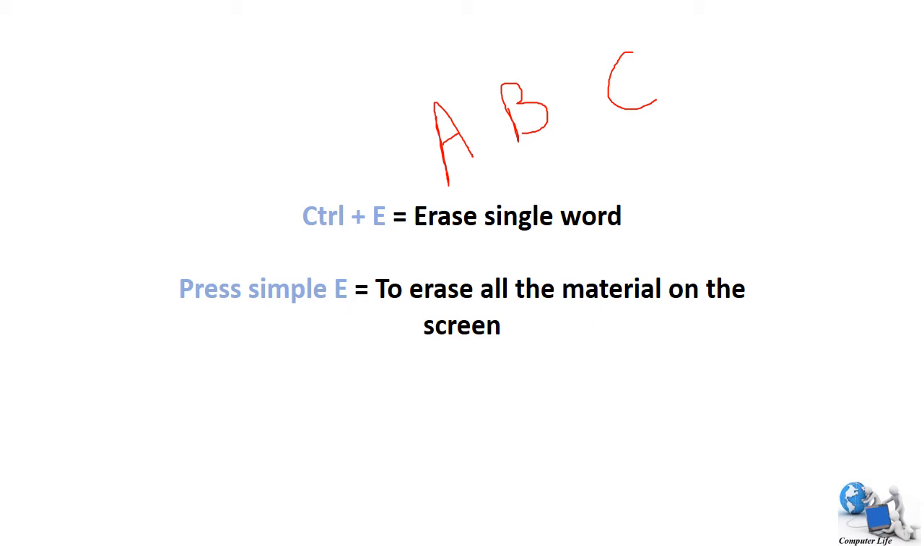Now you can see the eraser on the screen, which I am clicking on, and the word is erased. But if I want to erase both words, I'll just press E. Now you can see that all the words are erased from the screen.